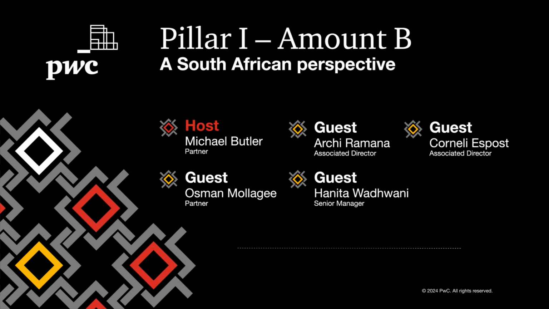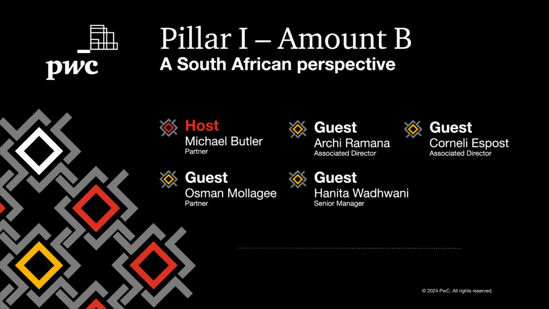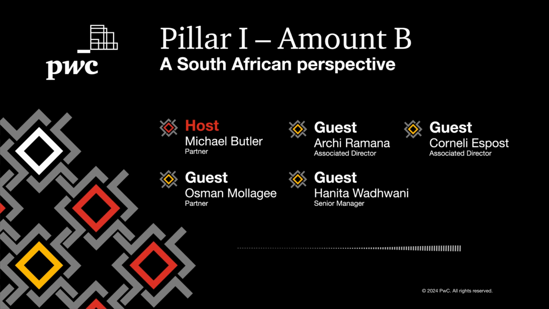Okay, so we've got the simplified approach. We've seen who can potentially apply for it, the types of activities. Archie, talk to me a little bit about when this applies and which jurisdictions can apply. We talked about the type of work that the distributor must do, but now let's look at in what jurisdictions this can be applied.